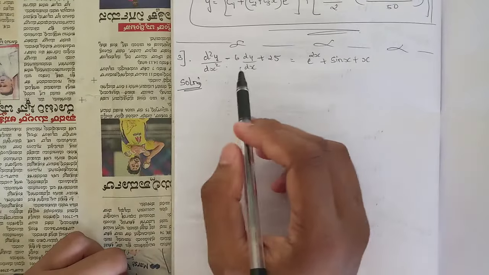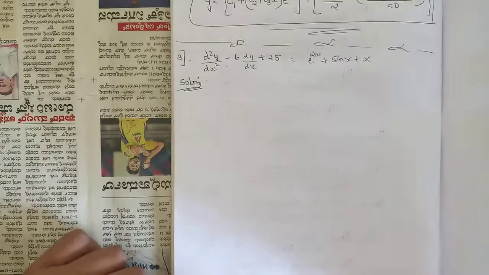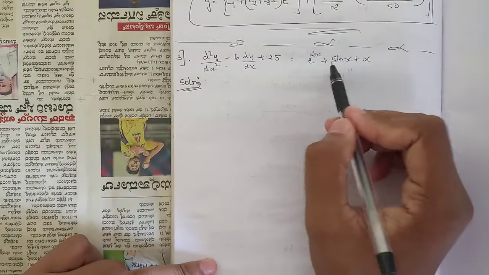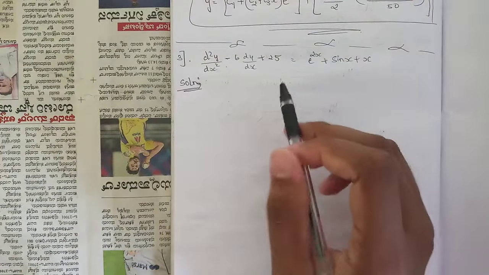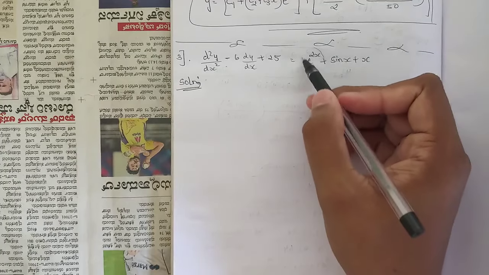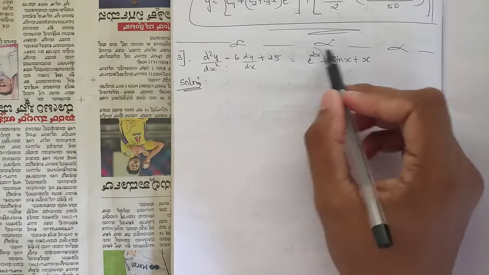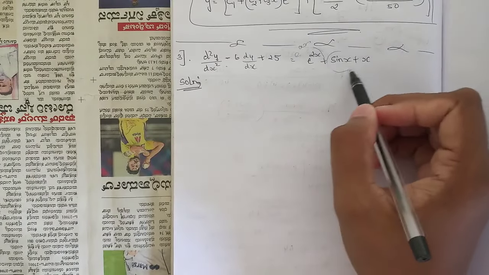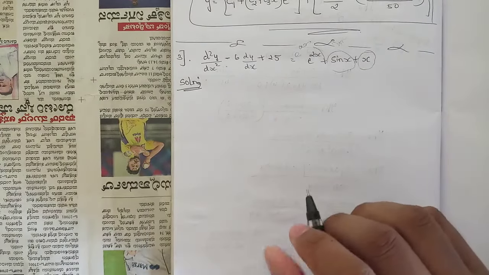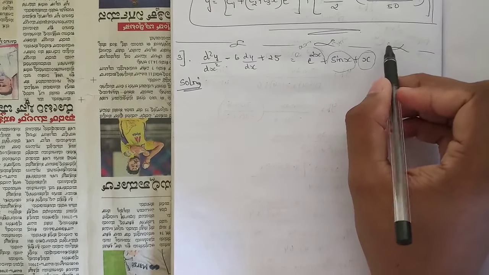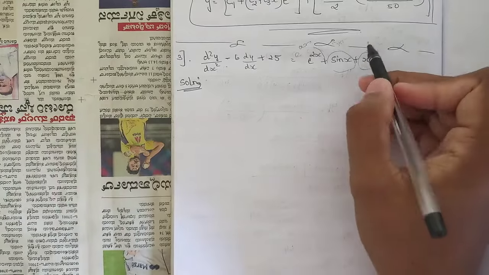So the question goes like this: d square y by dx square minus 6 into dy by dx plus 25 y is equal to e power 2x plus sin x plus x. So here we can see that in R of x we have all three types. This is type 1, in the form of e power ax. This is type 2, of the form sin ax. And this x here is a variable which corresponds to a monomial, that is a polynomial. So this corresponds to type 3.